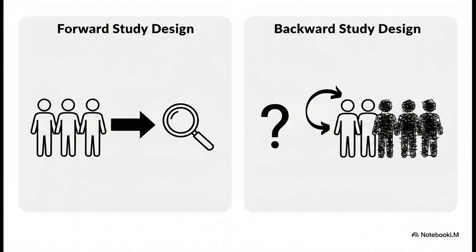You start with people who are already sick, the cases, and compare them to healthy controls. Because you fix the number of sick and healthy people yourself, you don't actually know the true underlying population at risk. Therefore, you can't calculate incidence, and you can't calculate relative risk. Instead, you calculate an odds ratio.